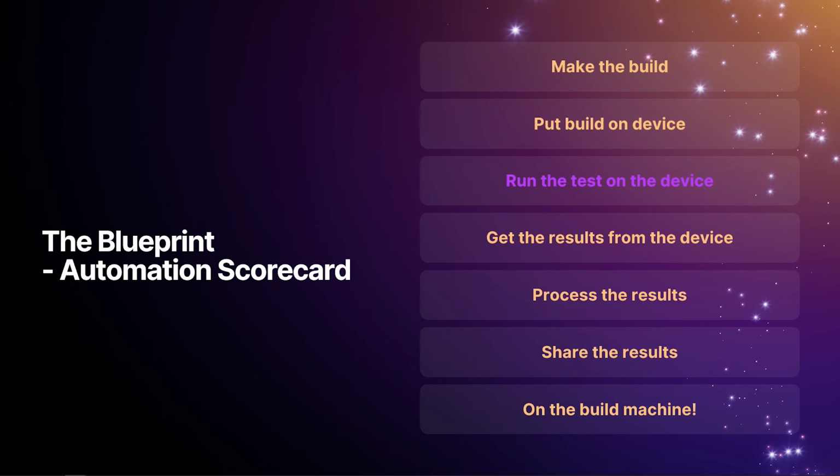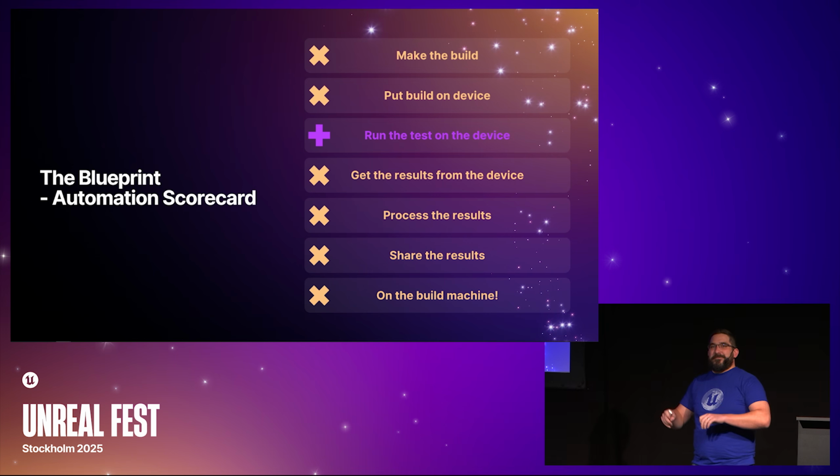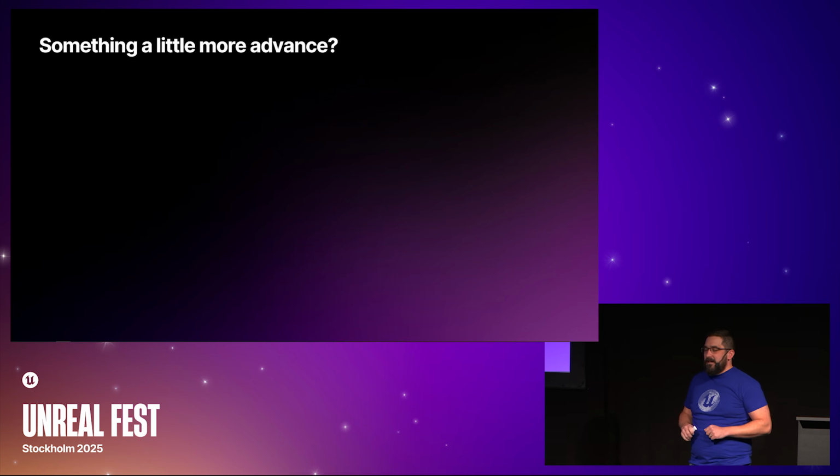Great. So let's take a look at that scorecard. How'd we do? Well, I still had to make the build. I still had to put the build on the device. I'll give myself partial credit for running the build on the device, but you get it. Still a lot of manual work. But hey, I could run the test with, I'd type in like KE star run perf, right? Haha, easy.